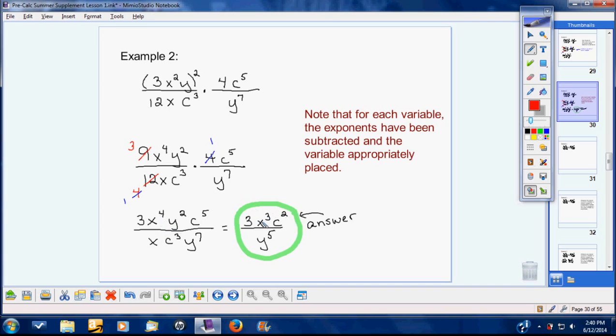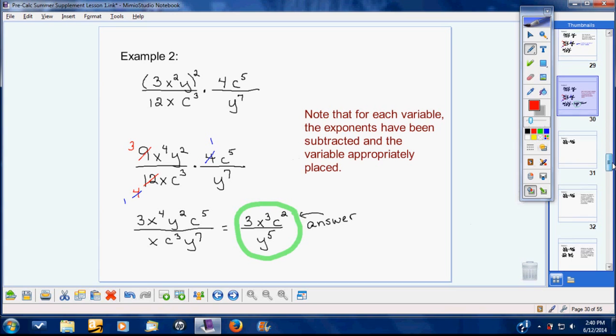Okay, so when we do this, 4 and 1 gives you 3, and there's more of them up here, so x to the 3rd goes here. Y to the 2nd, y to the 7th, there's more y's in the denominator, so when you cancel out the 2 y's, you're left with 5 down here. And there's 3 down here, and 1, 2, 3, 4, 5 here, so 3 of them will cancel and leave you with 2 up here. So here's our answer. For each variable, the exponents have been subtracted and the variable appropriately placed.